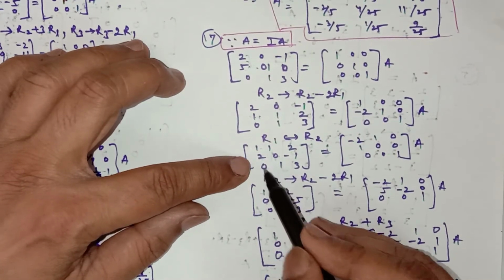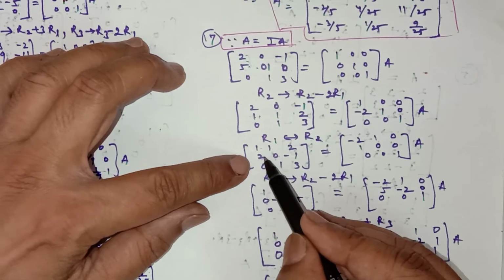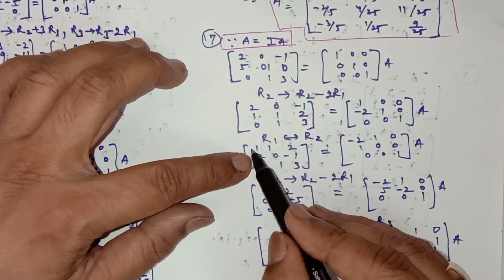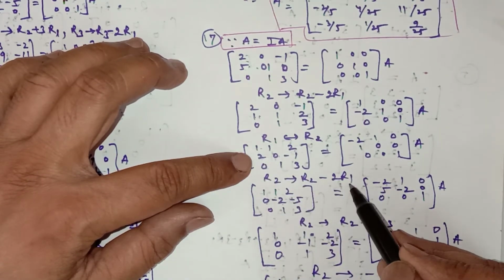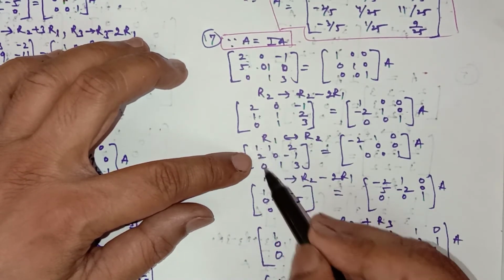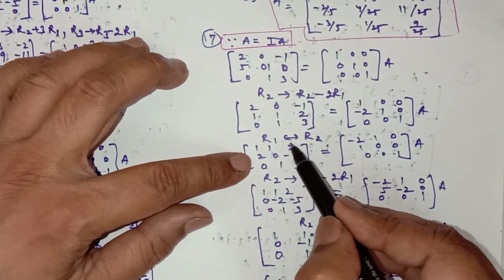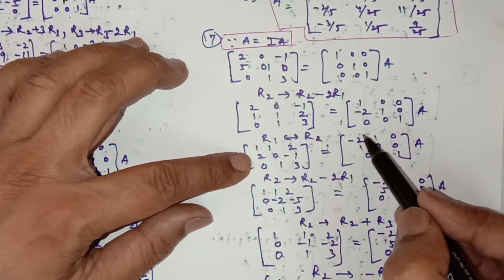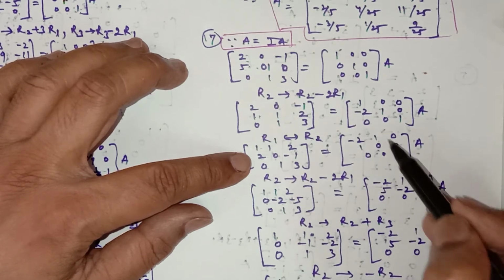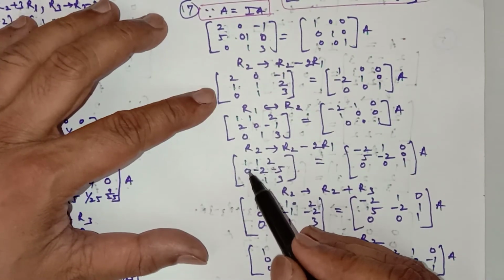Now I have to make these two elements as 0, and here I have already got 0. So I have to make this element as 0. How can we make it? Multiplying the first row by 2 and subtracting from R2, so R2 is equal to R2 minus 2 times R1. Multiply this by 2 and subtract from this, we get 0, then minus 2, minus 5, 5, minus 2, and 0. So I've got 0 and 0 here.